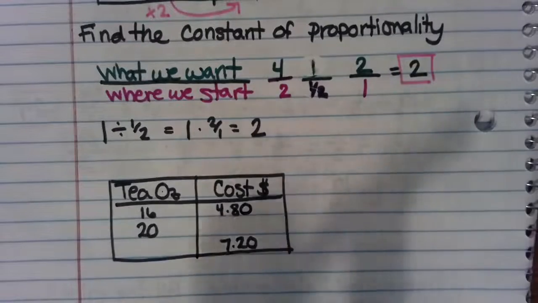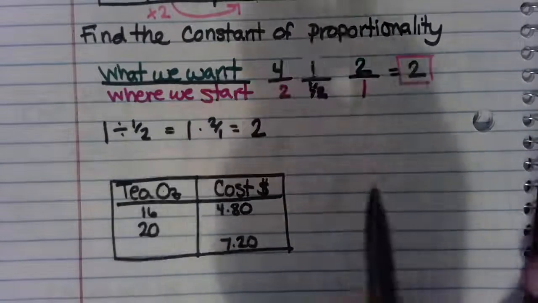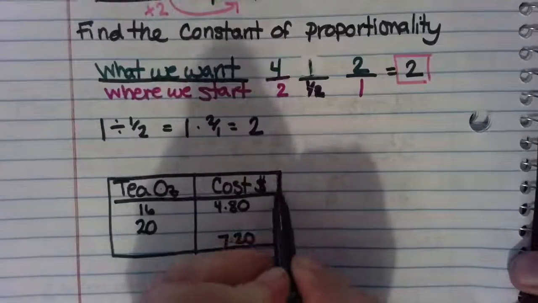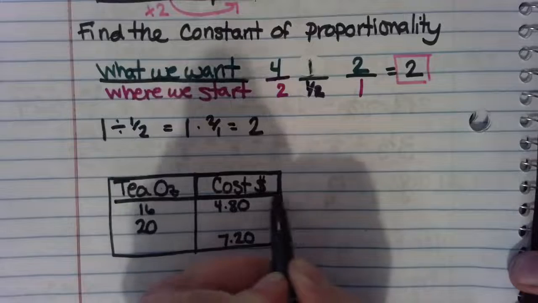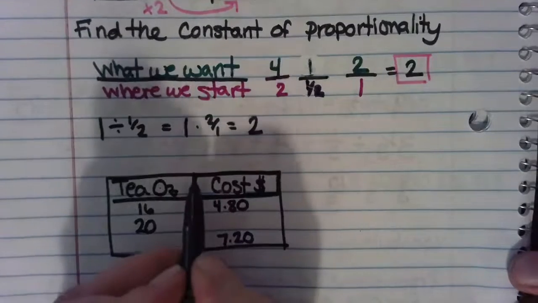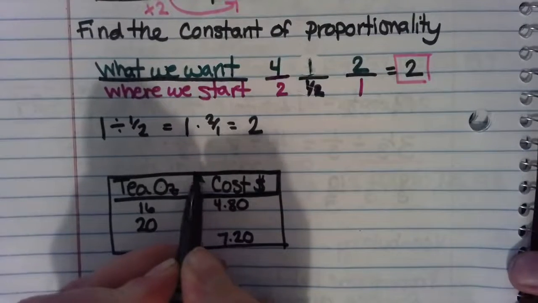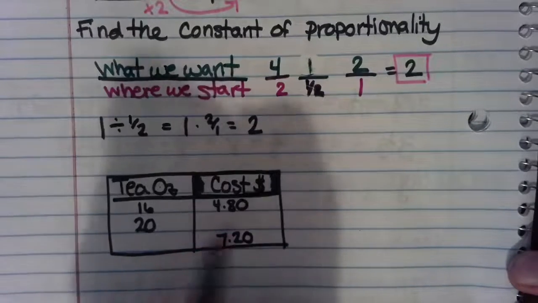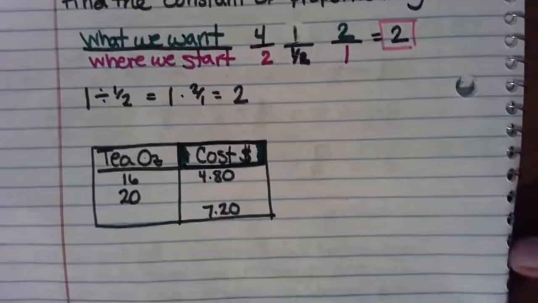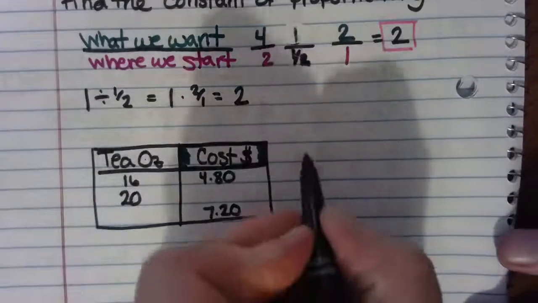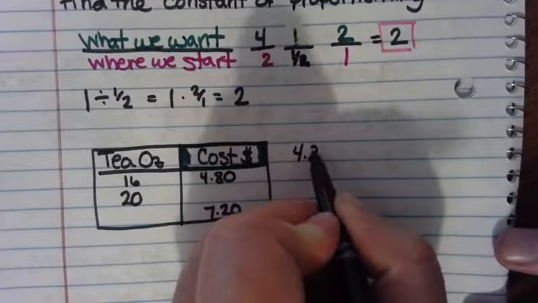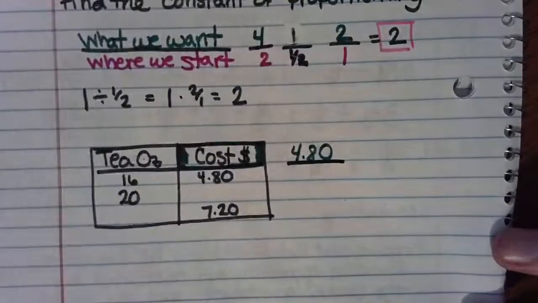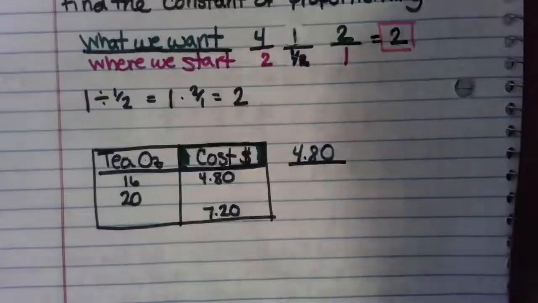And our last example was pretty easy because it was whole numbers, right? So we're still going to ask ourselves, what is the number that we want? Now, typically in a table, the what we want is going to be on the right-hand side. It's the ending value. It's that thing that we say, if I know how much tea I have, how much is it going to cost me? Okay? So the what we want in this case is $4.80, and the where we started is going to be 16 ounces.